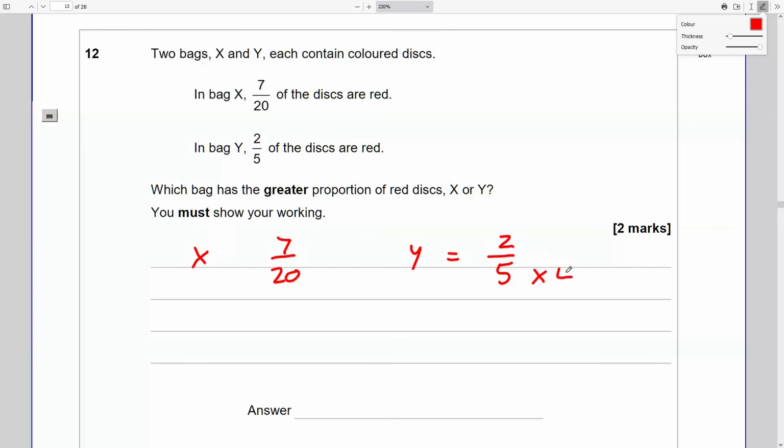Times by 4. We do the same to the top, times by 4. To make an equivalent fraction, Y equals 8/20. Right, X is smaller than Y, because it's 7/20 compared to 8/20. 7 is smaller than 8. So what's the question? Which bag has the greater proportion? Well, the greater proportion is Y.